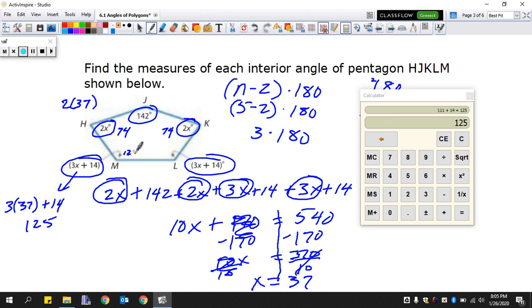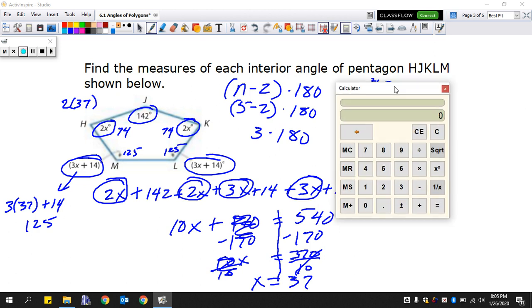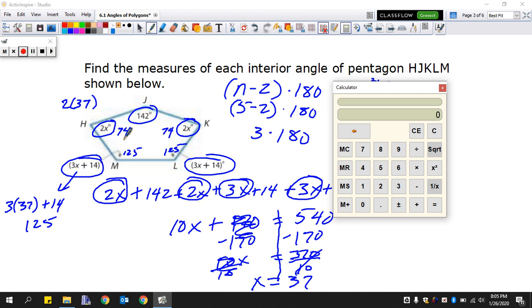This is 125. Okay, so now just to double check, they should all add up to 540. Okay, so let's check. We'll start at the top and work our way clockwise. Okay, so we have 142 plus 74 plus 125 plus 125 plus 74 should equal, and it does, equals out to 540 degrees.